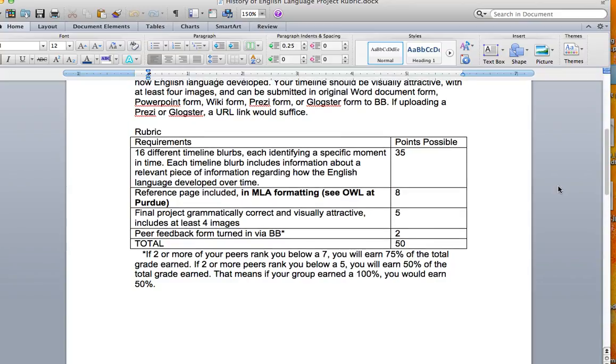Now for this one, what I want you to do is practice MLA formatting. See the OWL at Purdue as to how you do that. Remember that the final project needs to be grammatically correct and visually attractive, meaning, first of all, that it has at least 4 images, but also that the font is all consistent throughout, that it's all very clear and well written. Again, it doesn't necessarily have to have a lot of information, but rather it should be informative and concise.